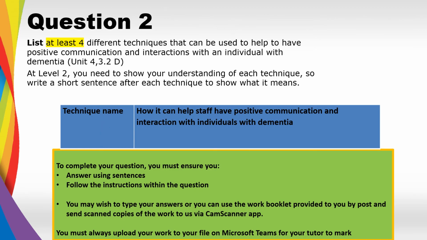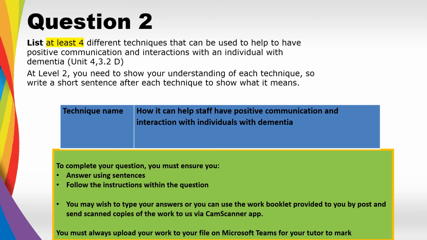And question number 2, you need to list at least 4 different techniques that can be used to help to have positive communication and interactions with an individual with dementia. And it's a level 2. You need to show your understanding of each technique. So write a short sentence after each technique to show what it means.